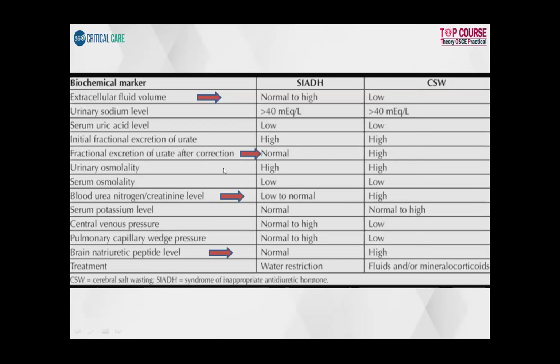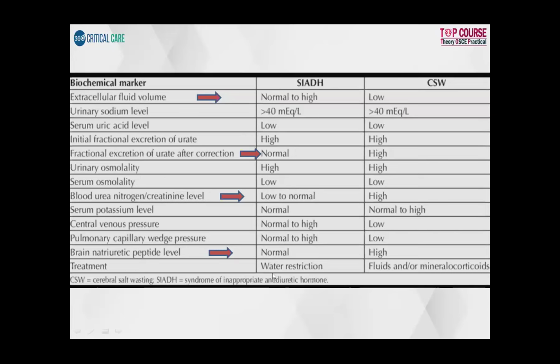So as I told, urine osmolality in both the cases will be high and serum osmolality will be low. So when you do BUN to creatinine ratio, the BUN will increase secondary to your dehydration. So BUN to creatinine level, if you see, it will be high in case of CSW because there is hypovolemia, whereas it will be low to normal in case of SIADH. And when you measure your brain natriuretic peptide levels, it will be normal in case of SIADH, whereas it will be high in case of CSW.